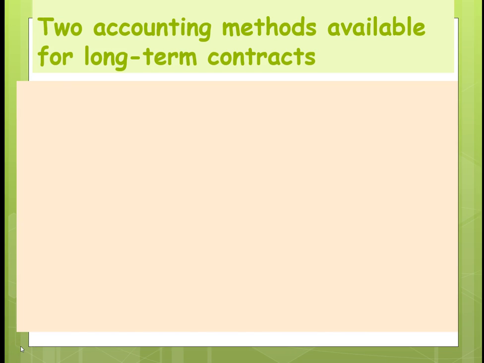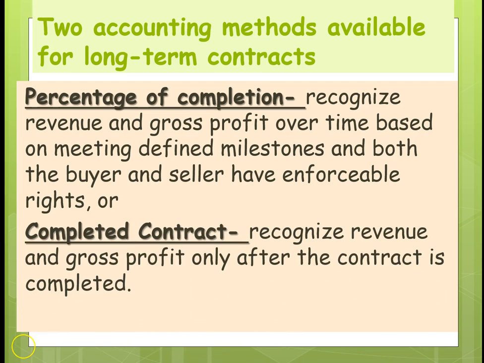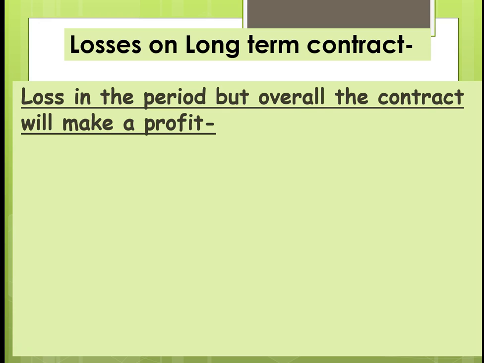Now, again, we have two accounting methods for long-term contracts. We have percentage of completion: we recognize revenue and gross profit over time based on meeting defined milestones, and both the buyer and seller have enforceable rights. Or completed contract: we recognize revenue and gross profit only after the contract is completed.